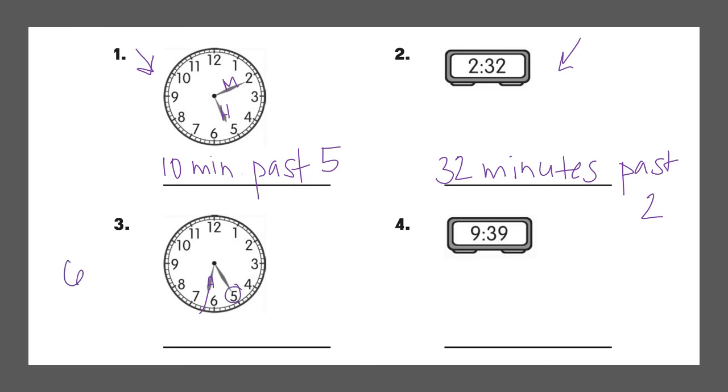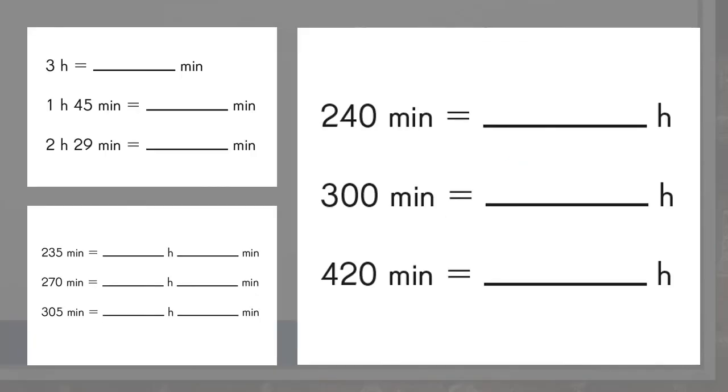We have 5 groups of 5 minutes, so that's 25 minutes. It might help me to write it over here first. So again, we can say 25 minutes past, what was our hour again? 6. 9:39, we would say 39 minutes past 9. That's just a way we can say it.